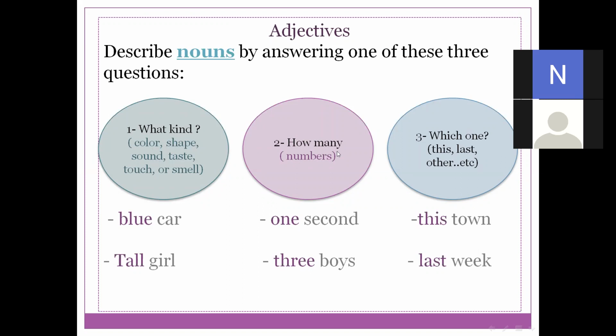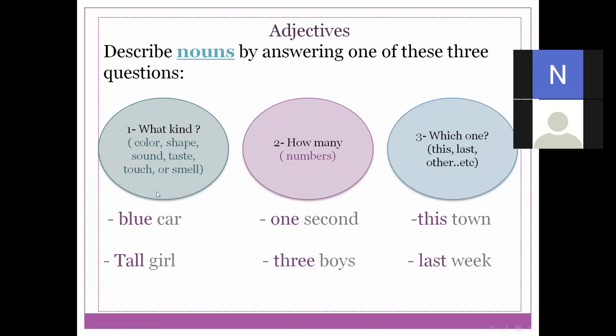How many? Numbers. The adjective will be numbers. Which one? This, last, other. So let's have more examples about what kind.